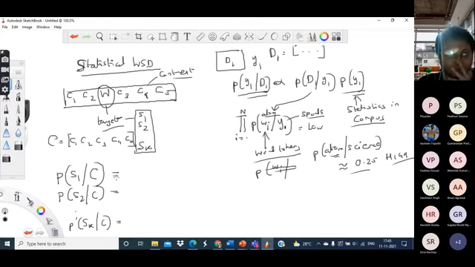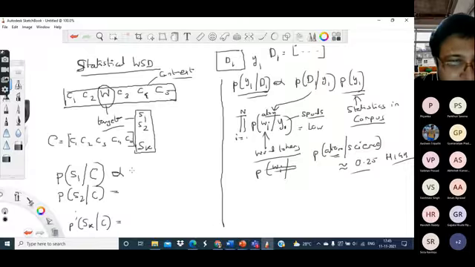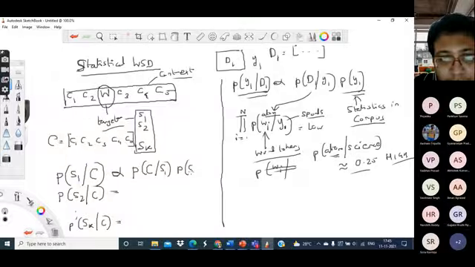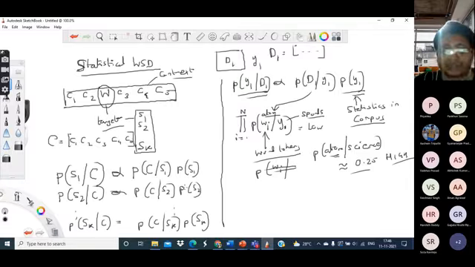So how do I do that? Basically in the same way, using Bayes theorem. So what is Bayes theorem saying? It is saying that this thing is proportional to P of C given S1 times the probability of S1. This one is the probability of C given S2 times the probability of S2, and so on. Now if you consider the last terms, P of S1, P of S2, P of Sk, etc., how do we evaluate these terms?